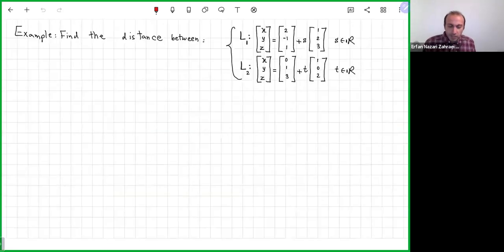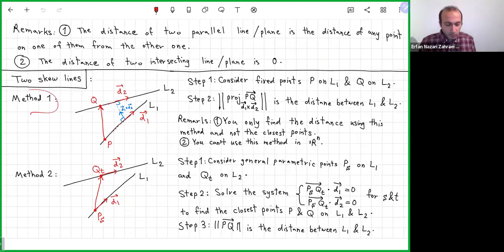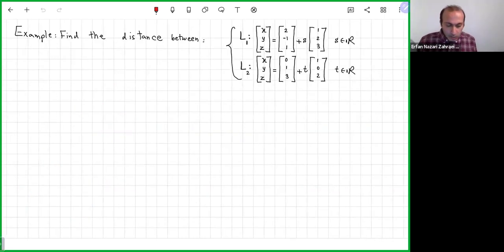Now let's do one example. I do the faster method, method 1. You try to do method 2 and see that you get the same answer. Since I'm using method 1, I cannot find the closest points. I just want to find the distance. That's it. Okay, how would I do that?